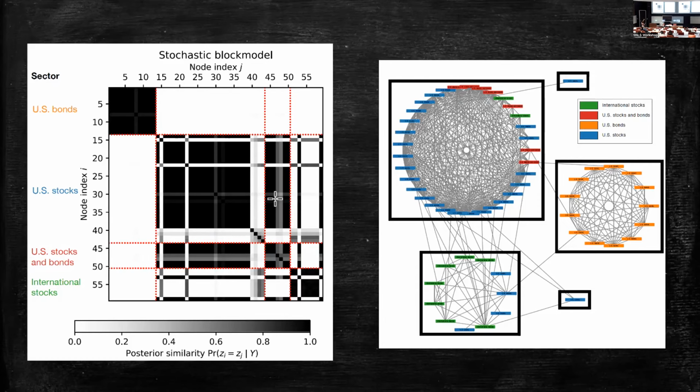You can see the first block corresponds to funds that invest in US bonds. So we do quite well, basically. The big graph with a lot of connections is the median posterior graph, and the colors of the nodes depend once again on the sector they invest in. And then we highlight some of the connections within each estimated block. And so you can see that this more or less works.